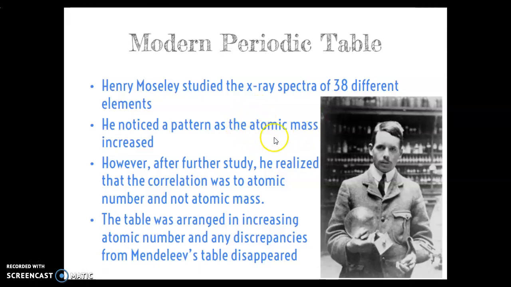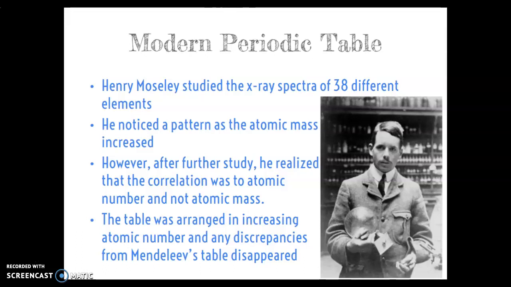The patterns changed as the atomic mass increased. However, he realized that it wasn't exactly atomic mass because some of the elements on the periodic table are a little out of whack when it comes to atomic mass. And so he realized that it was atomic number and not atomic mass. You see, Mendeleev didn't know about protons, neutrons, and electrons. They just didn't know about those at that point in time. But when Moseley discovered this, he actually then discovered the proton and atomic number. And so when you arrange the elements by increasing atomic number, all the discrepancies that came from increasing atomic mass disappeared.